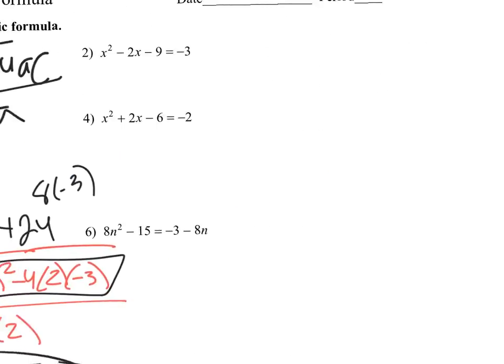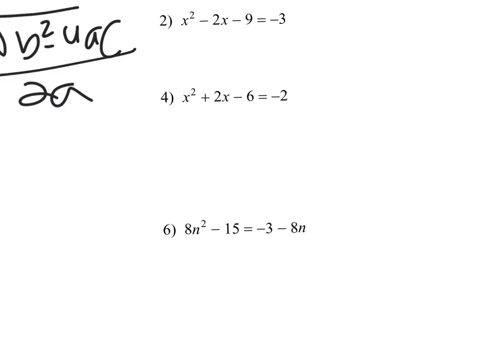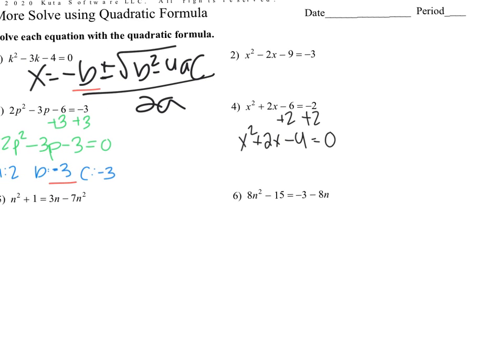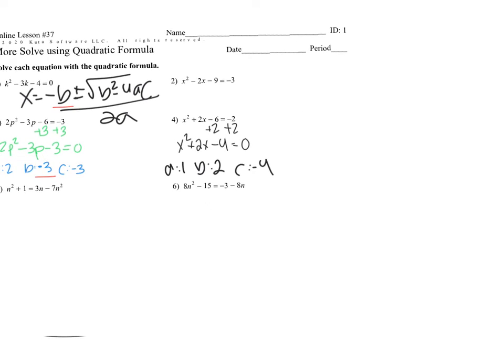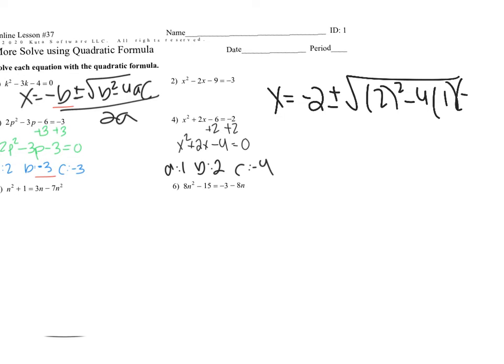Okay, number 4. Okay, so number 4, again, I'm going to add 2 over, because we need to set this equal to 0. Okay, so then we need to label, so A is 1, B is 2, and C is negative 4. We're going to plug it into the quadratic formula. So x equals negative 2 plus or minus the square root of 2 squared minus 4 times 1 times negative 4 all over 2 times 1.